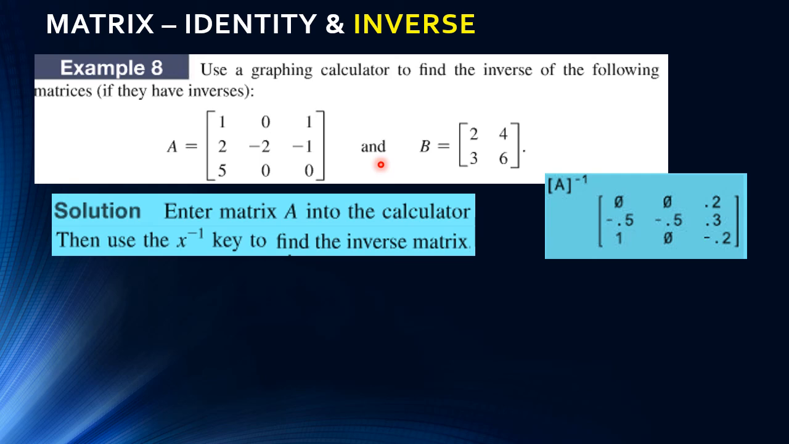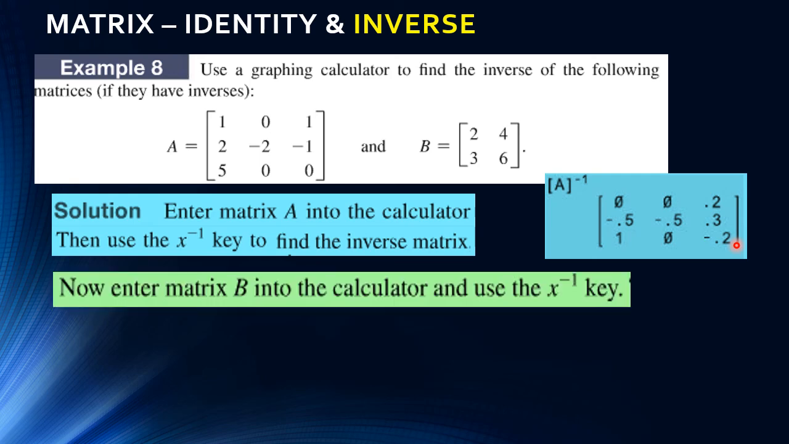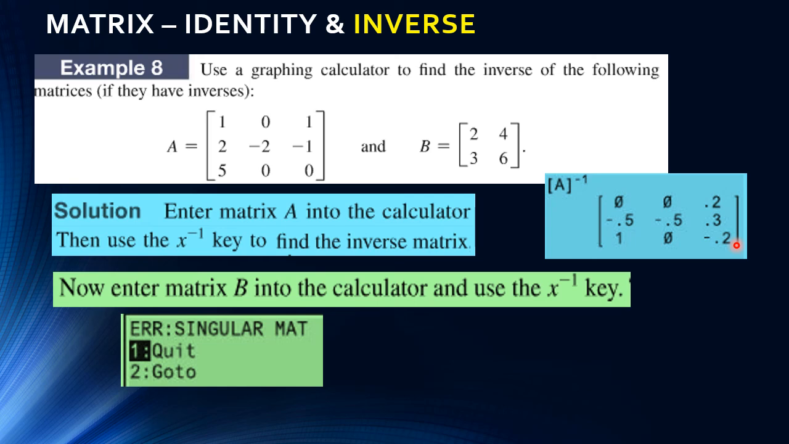So we get 0, 0, 0.2, -0.5, -0.5, 0.3, 1, 0, -0.2. So your calculator will find the matrix for you. If we do the same thing with B and try it, you should get an error. And notice the error says singular matrix. Well, remember, a singular matrix is one that does not have an inverse. It is square, so it potentially has an inverse, but in this case it doesn't, and this is the error message that you'll get.